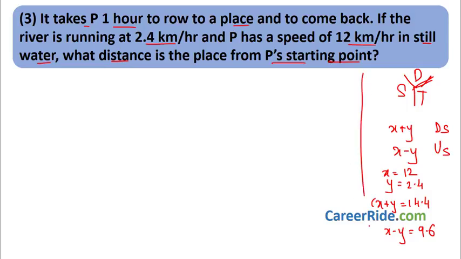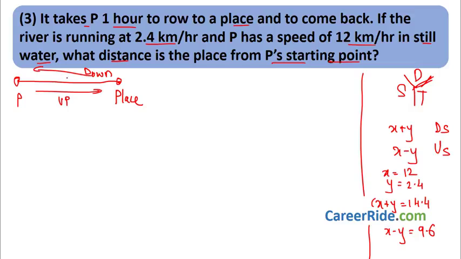So with this, let's start solving the sum. What they have given, P takes 1 hour to row to a place and come back. That means P is over here. P rows to a place and comes back. So we can consider any direction as upstream and any direction as downstream. So let us assume that this is upstream, so this would be downstream, the opposite. You can consider this as upstream and this as downstream also. Vice versa is also correct. You will get the same answer. Now let us consider this as up and this is down. Do we know the distance between P's starting point and the place? No. That is what we have to find out.